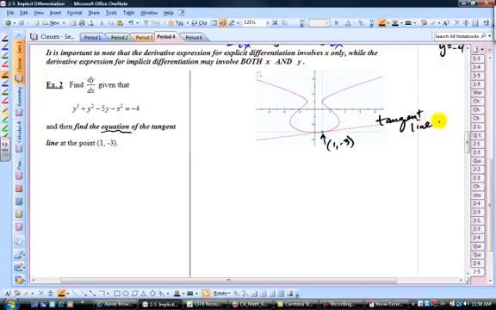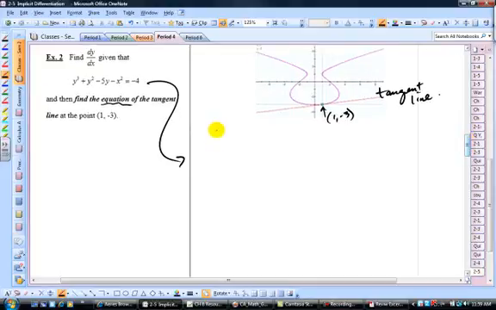So to find the equation, we're going to have to find our slope first, and then after we know the slope, we can use that with the point to find the equation. It's actually pretty straightforward. We're going to have to do it implicitly, because it's impossible in this case to solve for y. So here we go. We're going to take the derivative of both sides with respect to x.